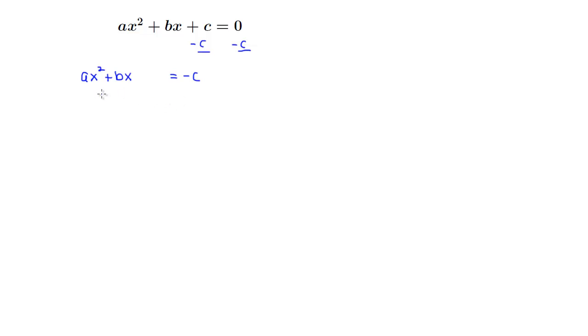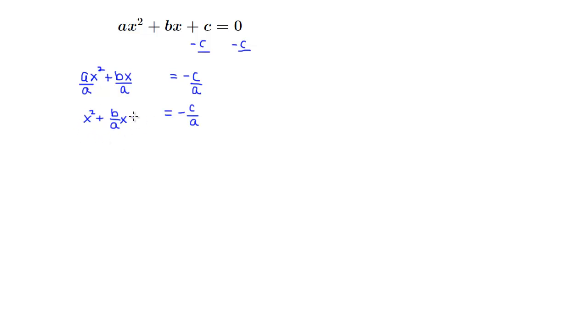Now the next thing we want to do is make sure we have a lead coefficient of 1. Notice we have an a. So we need to get rid of that a, and to do that we need to divide each term in our equation by a. That gives us x squared plus b over a times x equals negative c over a.